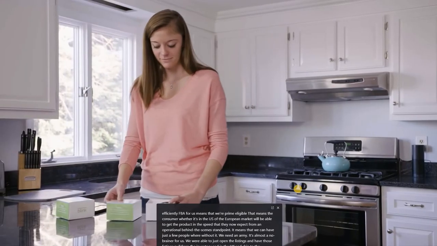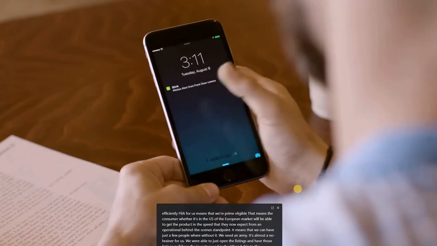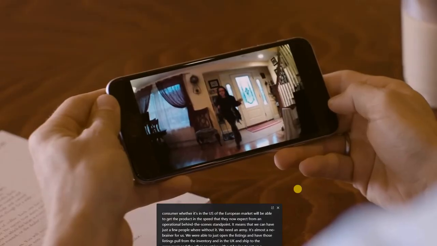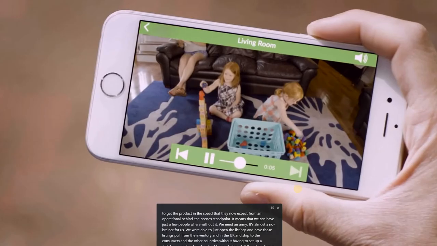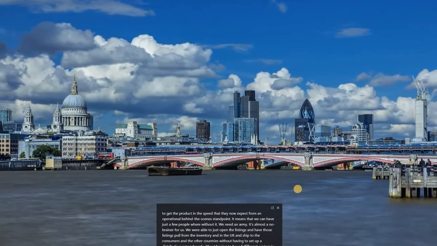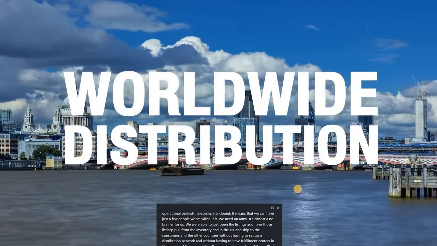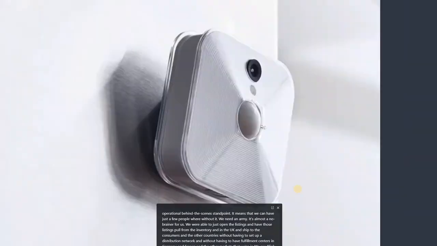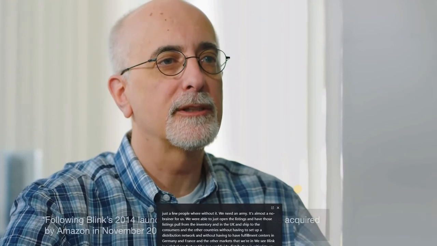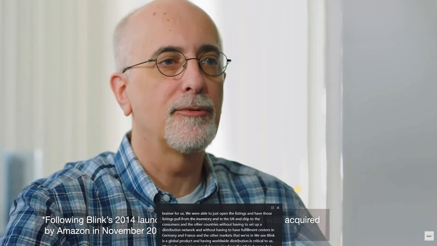We were able to just open the listings and have those listings pull from the inventory in the UK and ship to the consumers in the other countries without having to set up a distribution network and without having to have fulfillment centers in Germany and France and the other markets that we're in. We see Blink as a global product, and having worldwide distribution is critical to us. Obviously, we were successful in moving from the US to Europe, but we know that Amazon provides a worldwide network of distribution, and we plan to leverage that network to get Blink available throughout the world.